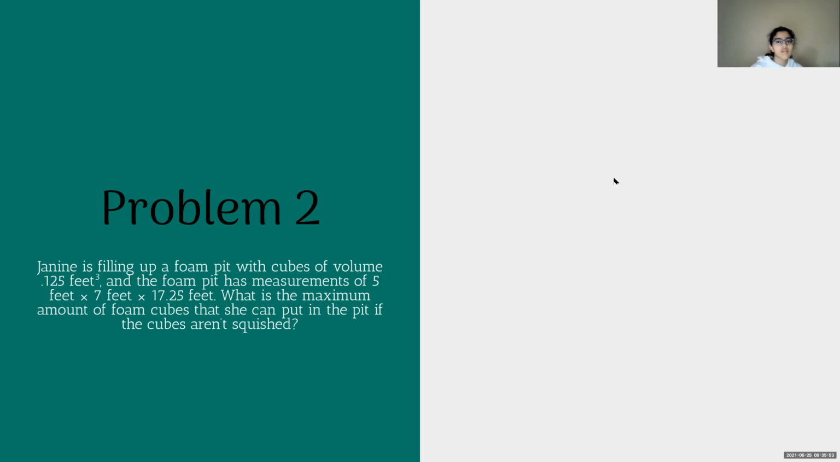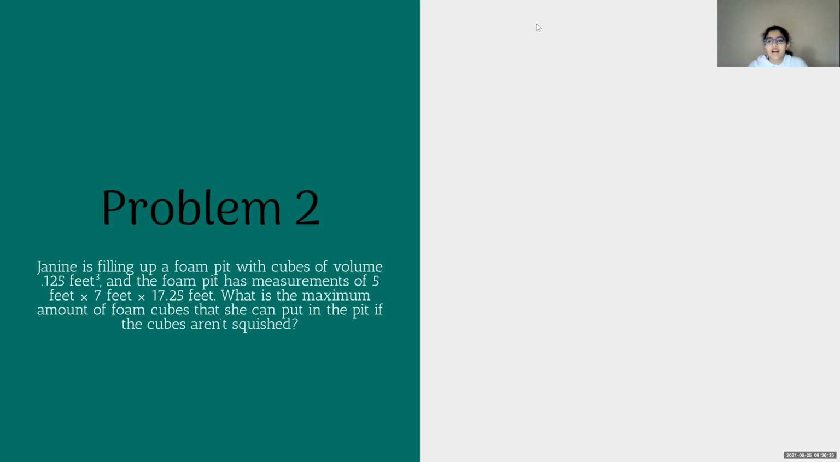0.125, not 125. Right, it would be the cube root of 0.125. So what would that be? It would be much easier if you expressed 0.125 as a fraction and then found the cube root. So in the chat. Okay, a lot of people are putting 0.005, and that is incorrect.